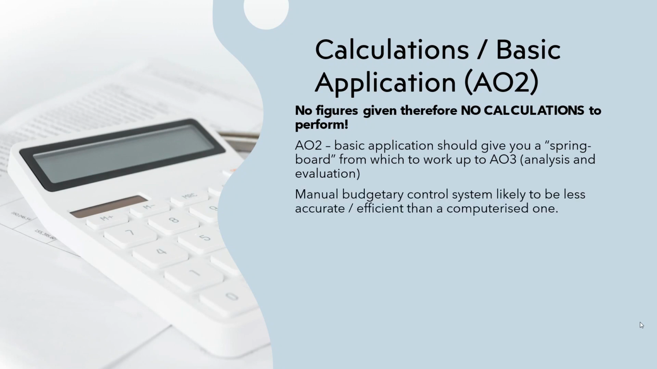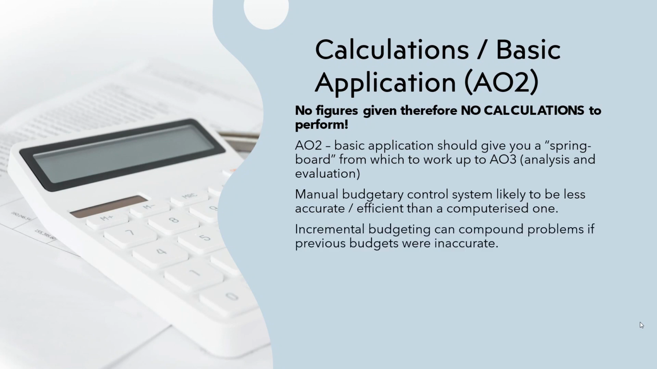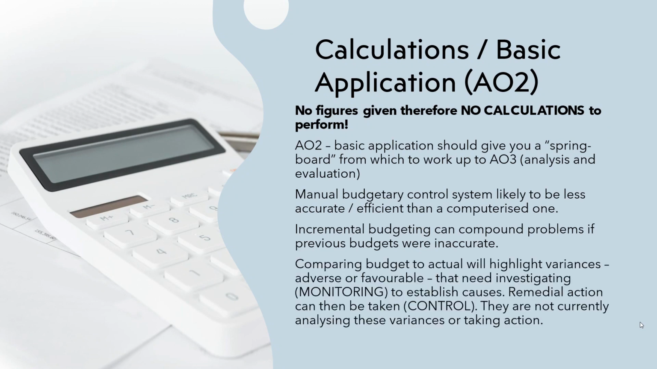So things we could include in there are just stating the obvious, really, that the manual budgetary control system is likely to be less accurate, less efficient than a computerised one. Incremental budgeting can compound problems if previous budgets were inaccurate, so inefficiencies and overspending may remain. People have this use it or lose it mentality where they spend up to their budget to make sure they preserve it for the forthcoming year, and so on. Comparing the budget to the actual figure will highlight variances, either adverse or favourable, that need to be investigated.